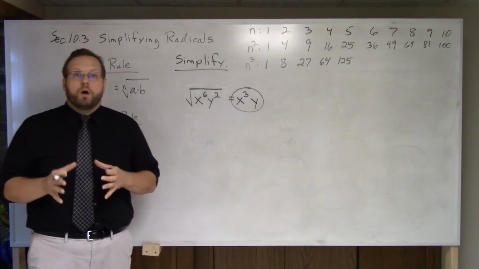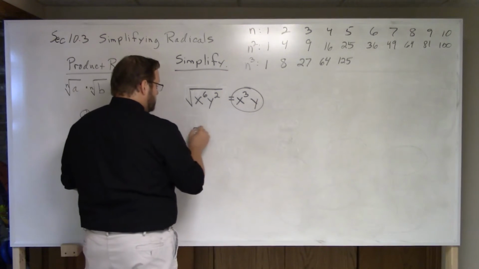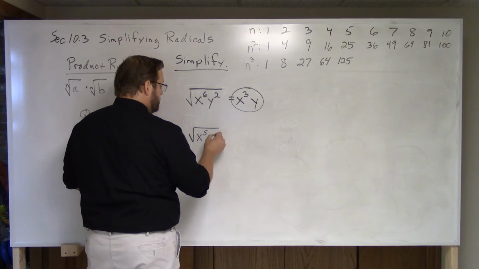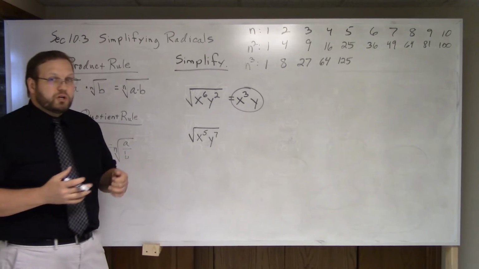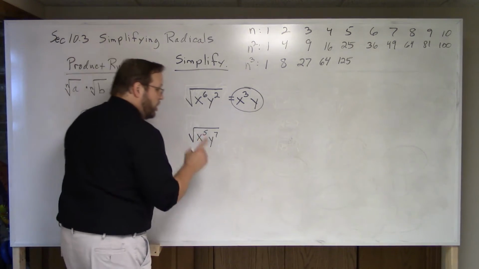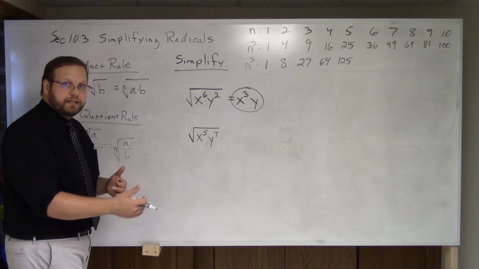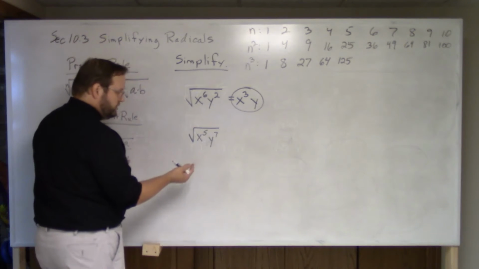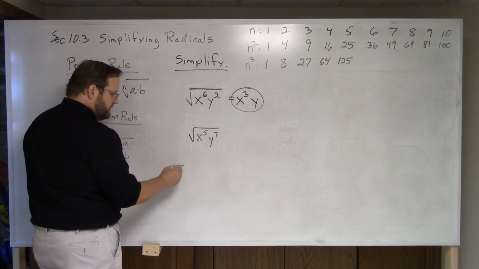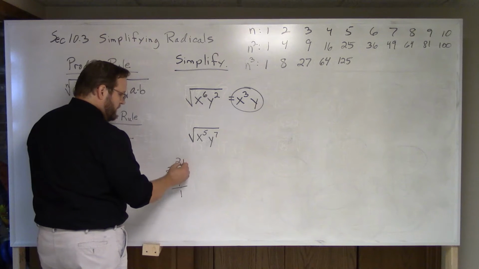Okay? Now, what if those things didn't divide so nicely? Let's say we had square root of x to the 5th, y to the 7th. Those aren't divisible by 2 anymore. Okay? So how are we going to handle that? Now, it's all going to come down to that division using remainders when it doesn't divide nicely. So again, my index is 2. So normally I would take a 2 and go into 5. 2 goes into 5 twice. 2 times 2 is 4, with a remainder of 1.